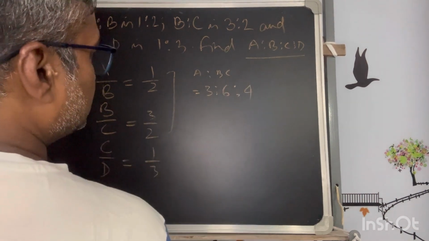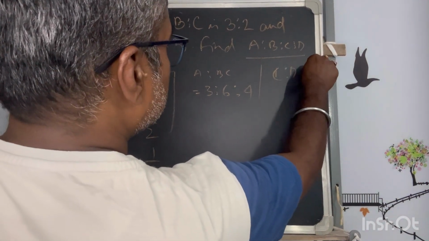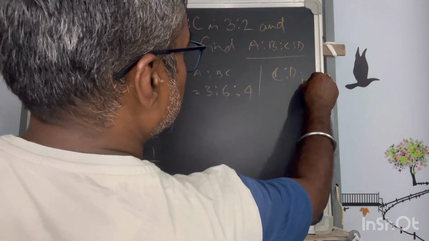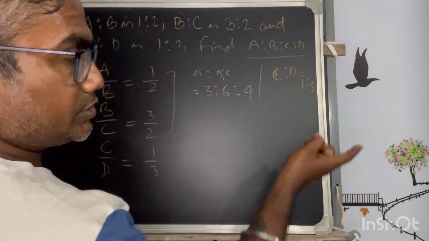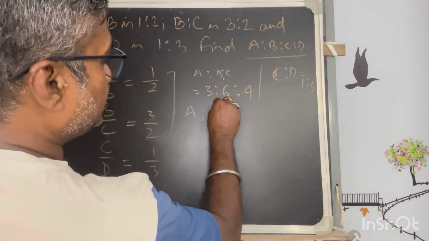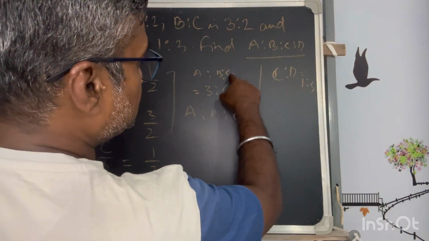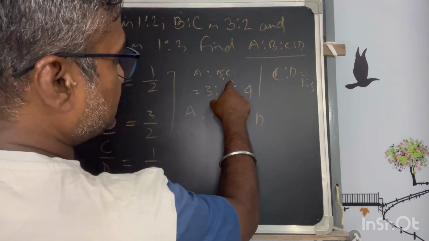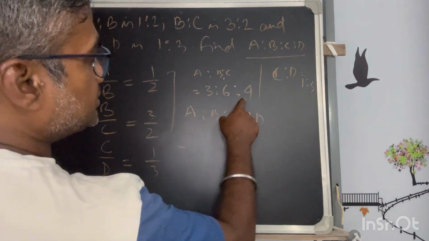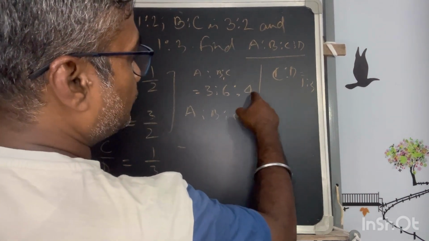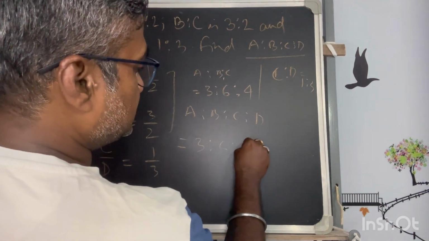So this is then further C is to D. It is 1 is to 3, and again C is common here. So C will be the bridge between these two when we are converting A is to B is to C is to D. Here C is 4, here C is 1. So you have to take the LCM of these two. The LCM of 4 and 1 is 4, so you need not convert it. So this will be 3 is to 6 is to 4, the same.